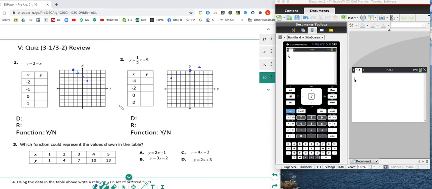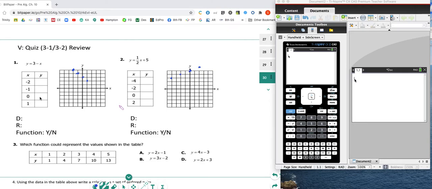Quiz review for quiz 3132. The first thing that we're going to do is complete our table. So we're going to go over here to our calculator and put in the values for our table in order to find our new ordered pairs.